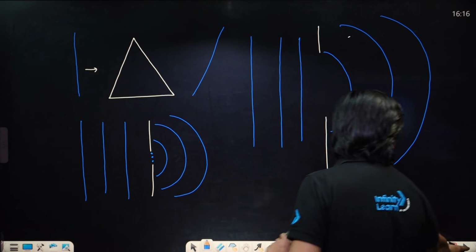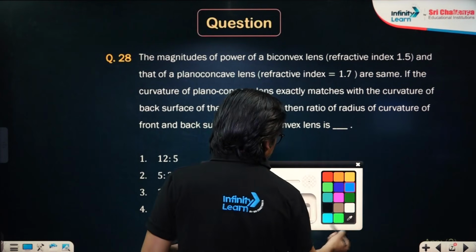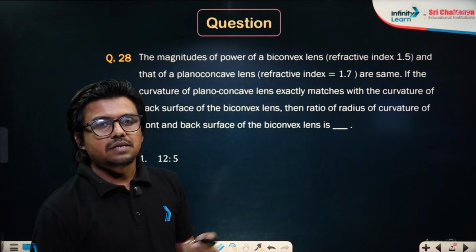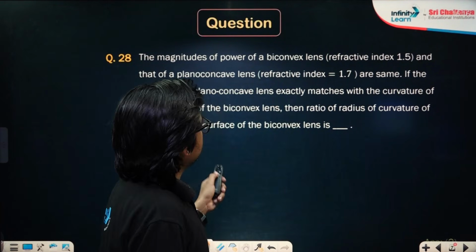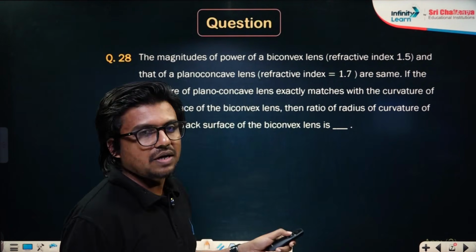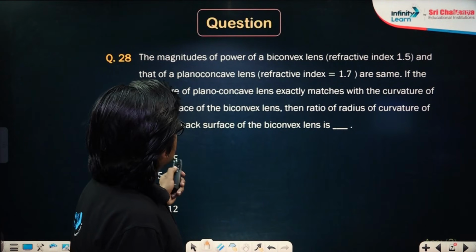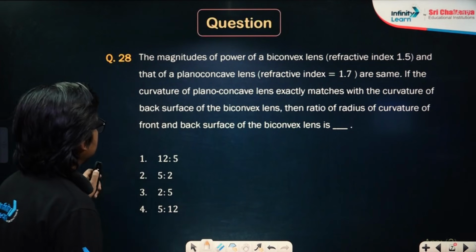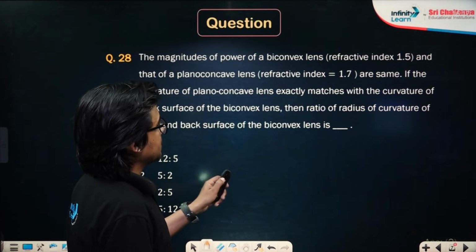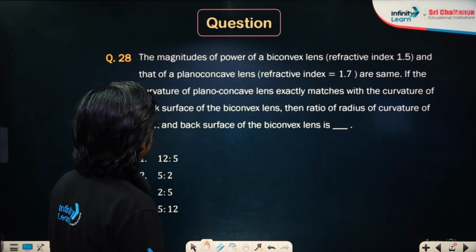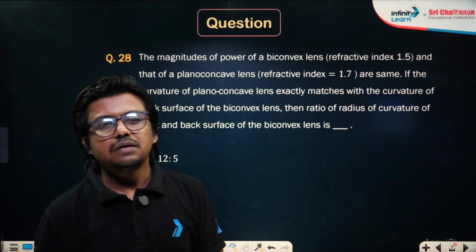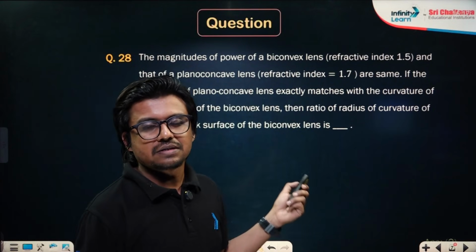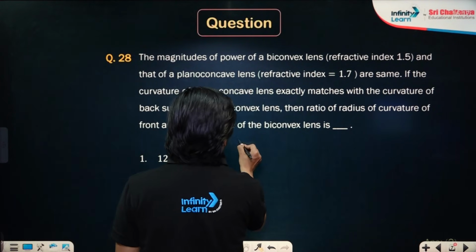Now the next one. What is that next one? Next question you can see: the magnitudes of power of a biconvex lens, refractive index 1.5, and that of a plano-concave lens, refractive index equal to 1.7, are the same. If the curvature of the plano-concave lens exactly matches with the curvature of the back surface of the biconvex lens, then the radius of curvature of front and back surface of the biconvex lens is. So suppose this is the biconvex lens.